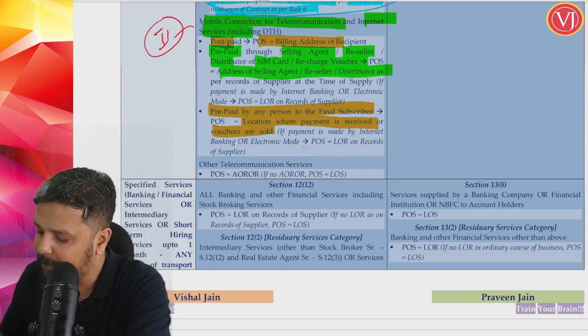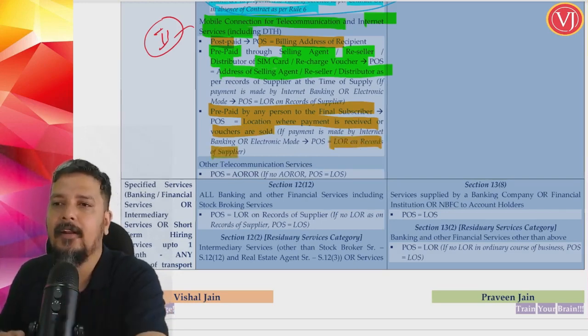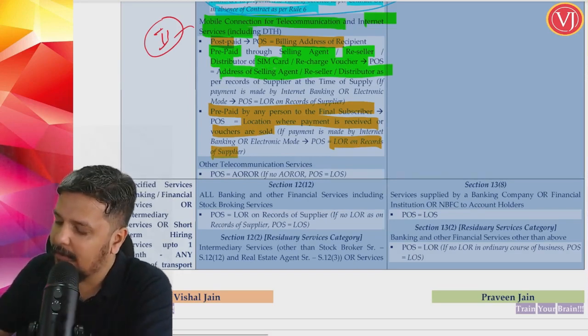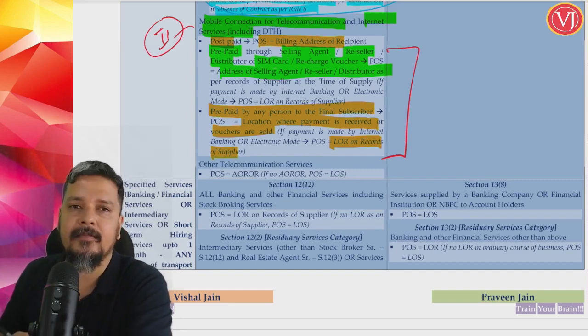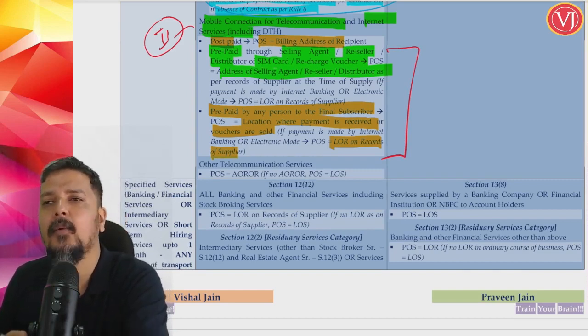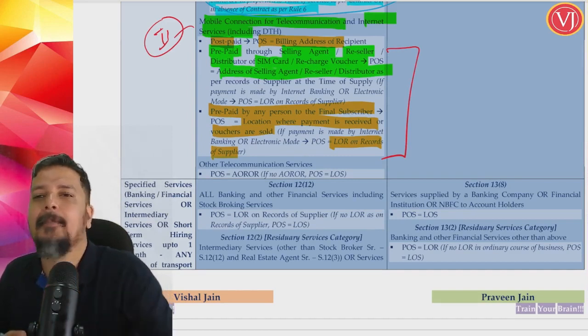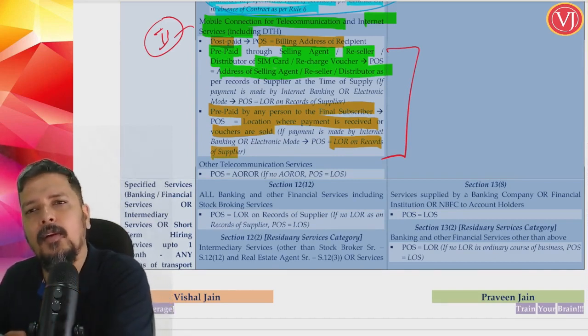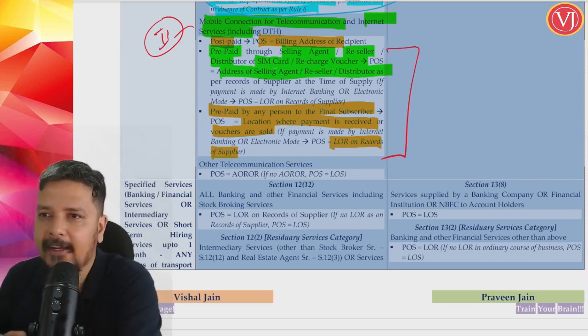Place of supply is the location where the payment is received or the vouchers are sold. And if payment is made by internet banking or electronic mode, then it is the address on records of the supplier, whatever this address is available on records. Now try to understand both together. You are getting a wireless connection through an intermediary. See, nowadays we directly make the payment. But don't you remember that even today there are a lot of you who will go via an intermediary.